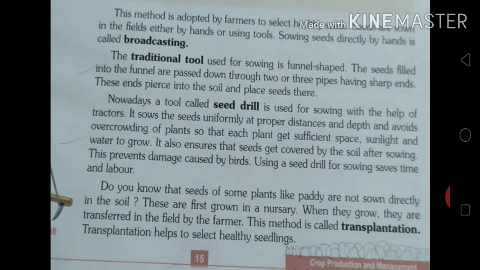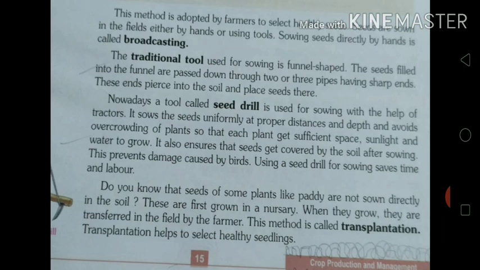Okay, so method of sowing. Now, this method is adopted by farmers to select healthy seeds. Seeds are sown in the fields either by hand or using tools. Sowing seeds directly by hand is called broadcasting.